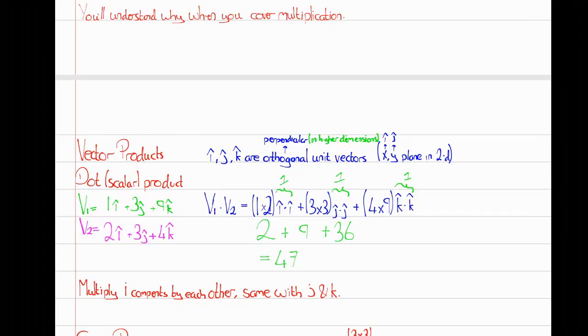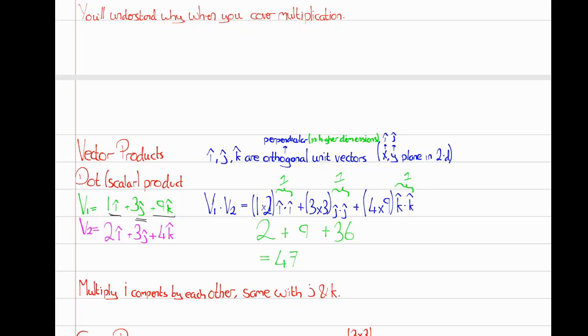What I want to discuss next is vector products. So the first one we'll discuss is the dot or the scalar product. So let's say we have a vector. We have different directions denoted here. We have the i hat direction here. This denotes the magnitude in the x direction. This denotes magnitude in the y direction, and this denotes magnitude in the z direction.